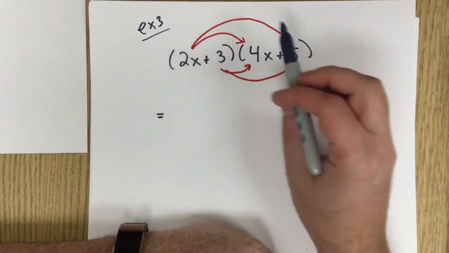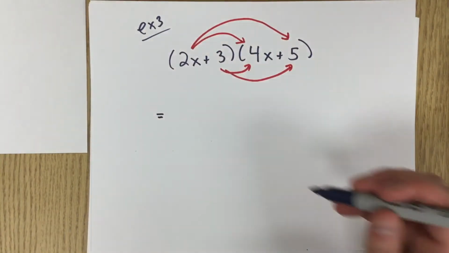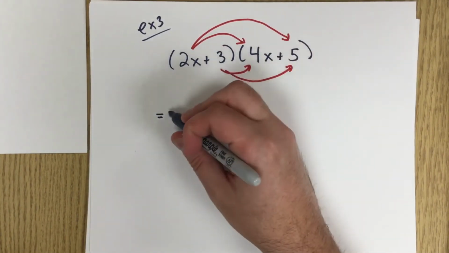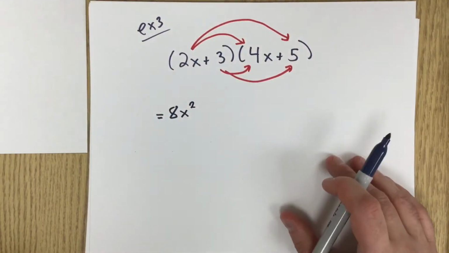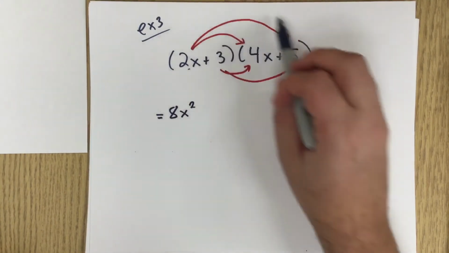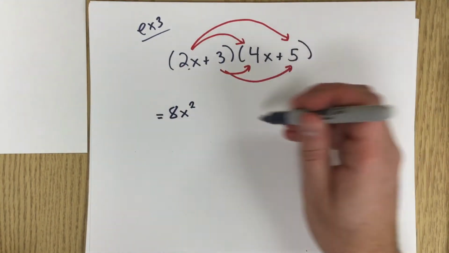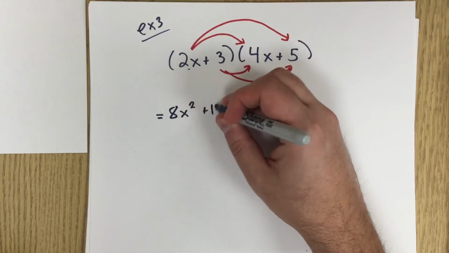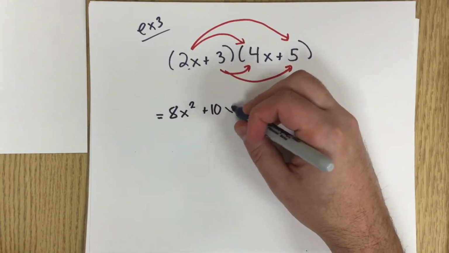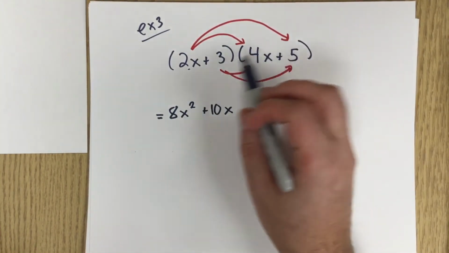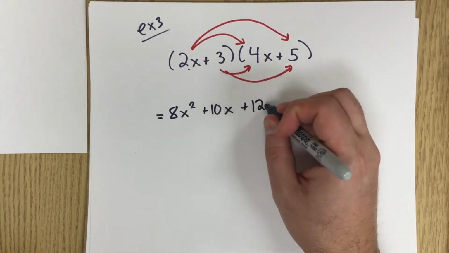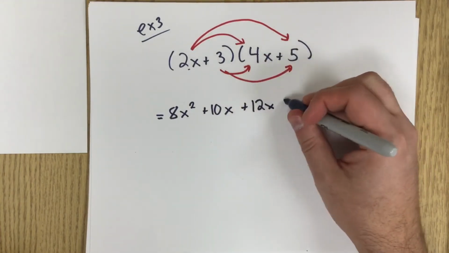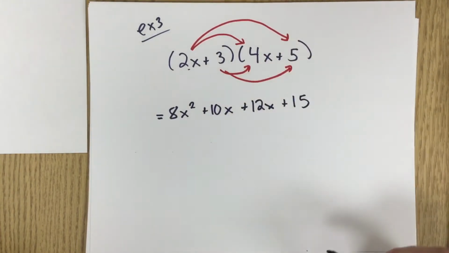So first we're going to do this one over here, the 2 times the 4. So 2 times 4 is 8. x times x is x squared. Then 2x, now we're going to do this arrow, 2x times the 5. 2 times 5 is going to be plus 10, and just an x. Then we do the bottom arrows. 3 times 4x is, 3 times 4 is 12 with an x. And 3 times 5 is 15. We're not quite done though.